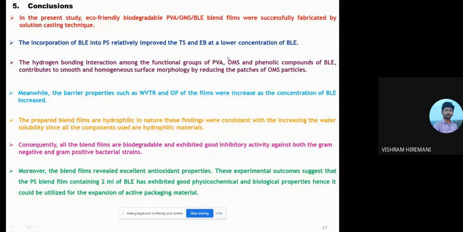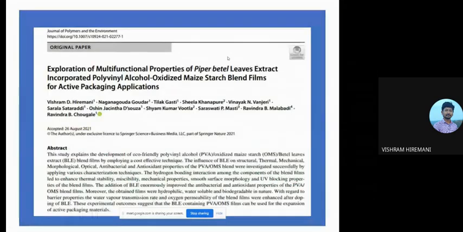These experimental outcomes suggest that the PS blend films containing 2 ml of betel leaf extract exhibited good physicochemical and biological properties. Hence, it can be utilized for the development of active packaging materials. This work is published in the Journal of Polymer and Environment with impact factor 3.1.